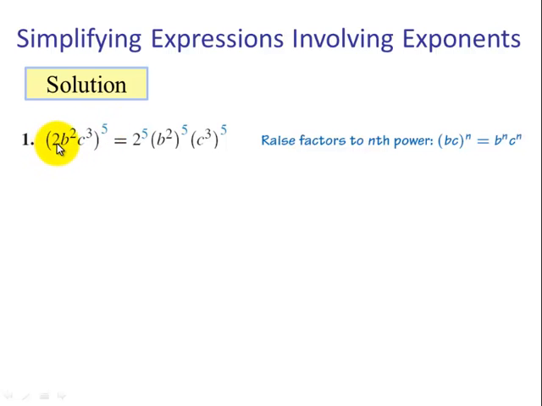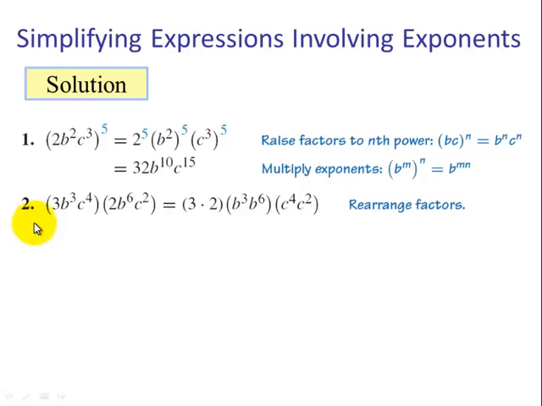The exponent of 2 is a 1, so 5 times 1 is 5, so we have 2 to the 5th power. b has a power of 2, so we take 5 times 2 and we get 10. Next we have c to the 3rd power. It's being raised to the 5th power, so again we multiply and we get c to the 15th. 2 to the 5th is 32, b to the 10th, c to the 15th, and we are finished. There are no parentheses, all the exponents are positive, and we have 3 different bases.